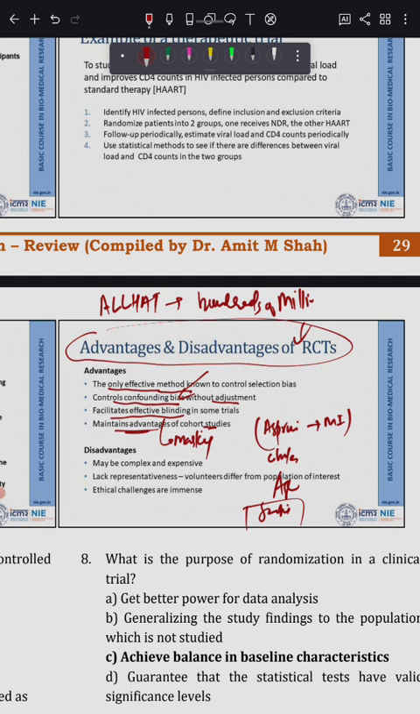There is another disadvantage, lack of representativeness. People in these RCTs are often healthier, younger, and more motivated than real world patients. For example, in a diabetes RCT, patients with multiple comorbidities or poor compliance may be excluded, so results may not generalize to the public hospital population. This is what is called the volunteer effect.